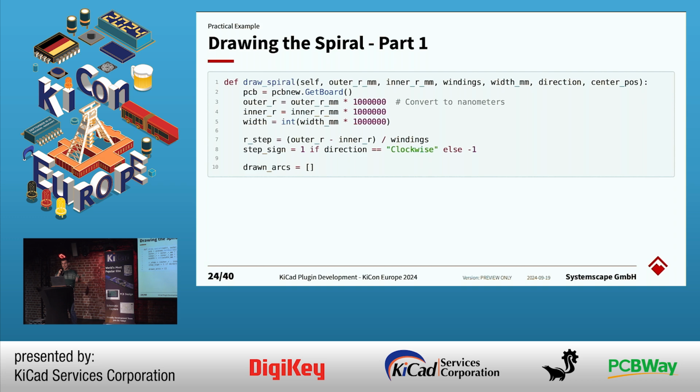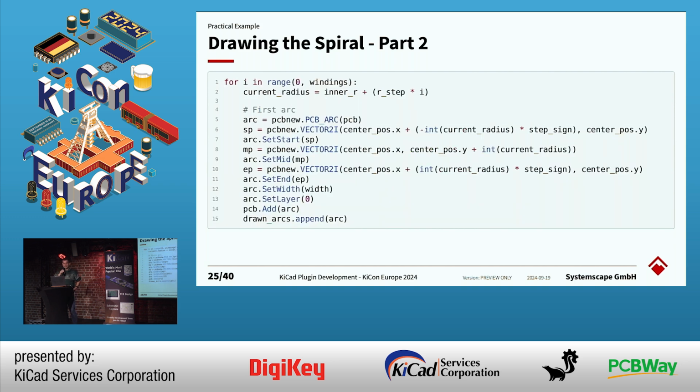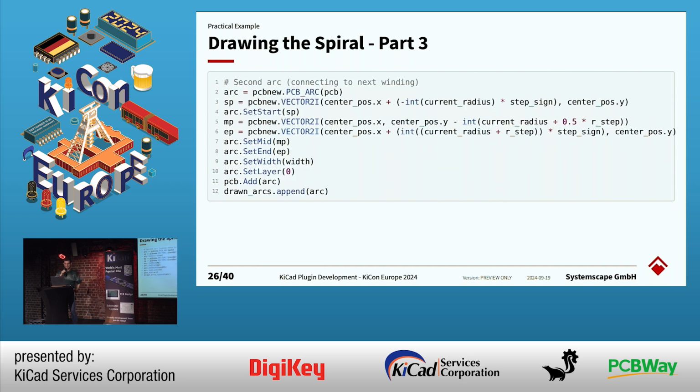Then we create an array for the drawn arcs, because in the end we want to select them all if the user wants to move them immediately. For each winding, we create this arc with a start point, midpoint, and end point, so it's an arc defined by 3 points. We add it to the PCB, and that gives us the lower half of the spiral. We need to do it for the upper half as well. It's basically the same, but offset by 0.5. I will show you the results of this afterwards.